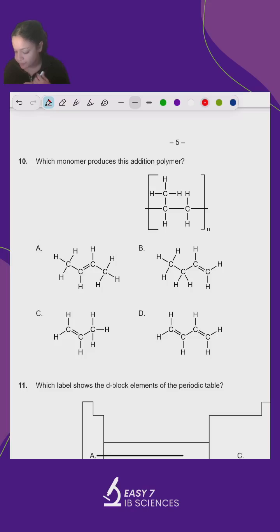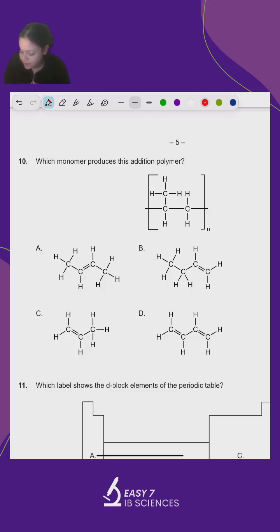Anyways, so which monomer produces this addition polymer? So what do we think? C, someone said C, right? Is C the correct answer? Okay, let's have a look. So this addition polymer. Someone asked if I can explain the last question again. Yes, I can go over it at the end of the paper. I can go through the other ones again.